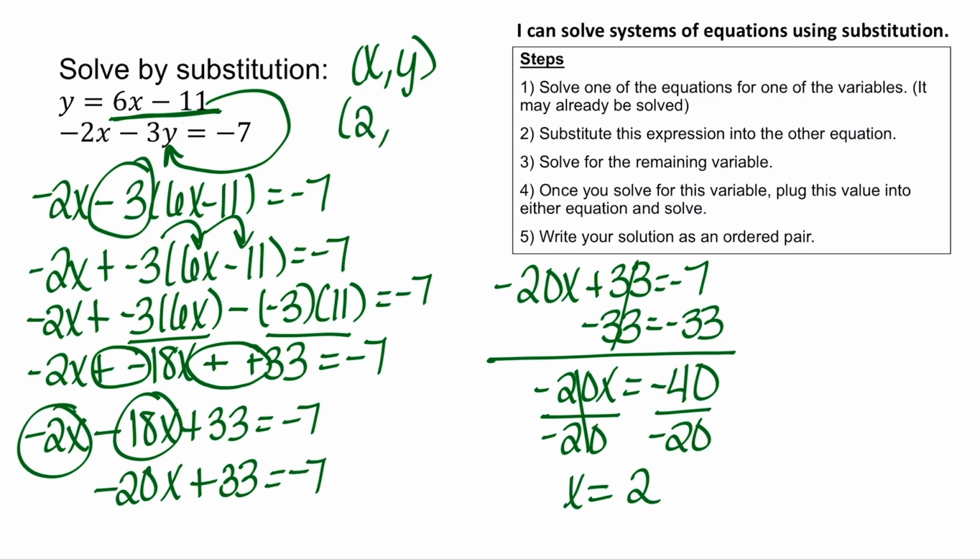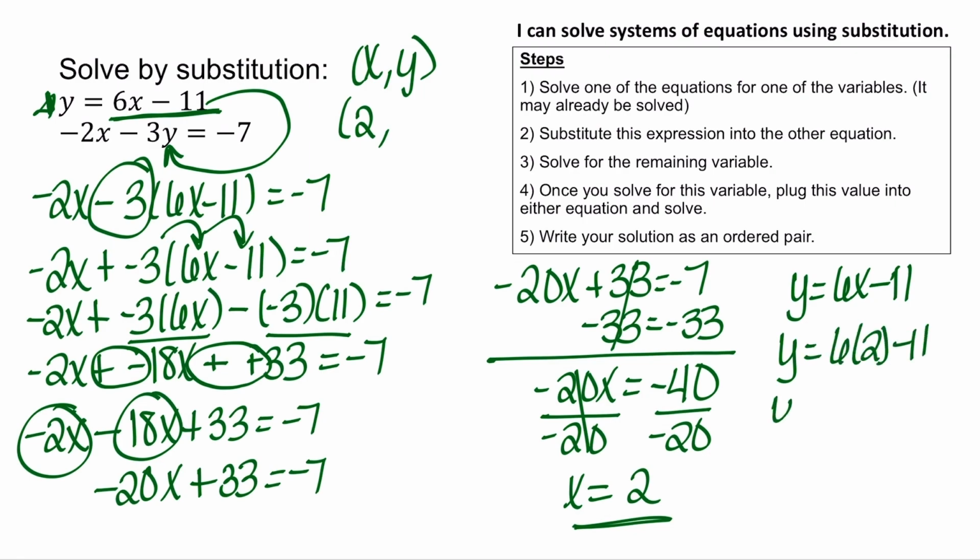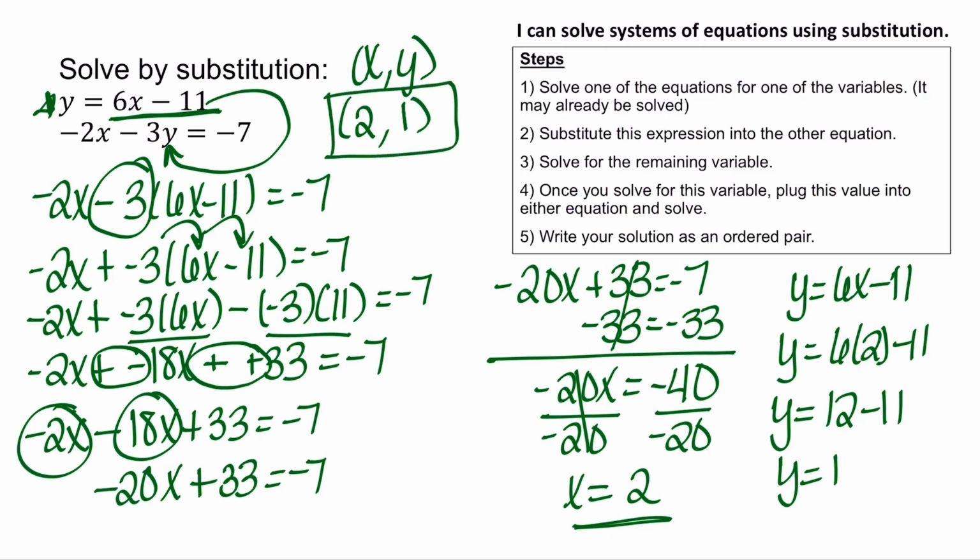To figure out the value of y, I'm going to plug into this first equation because that is already solved for y. So I get y equals 6x minus 11. Remember, instead of x, I'm going to plug in this value of 2 that I have. So I have y equals 6 times 2 minus 11, which gives me y equals 12 minus 11, which means that y equals 1. So (2, 1) is the solution to the system of equations.